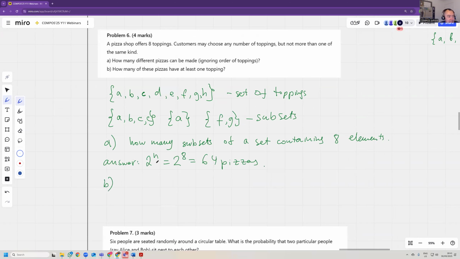And B: how many of these pizzas have at least 1 topping? Well, that's a very easy question. There's only one pizza containing no toppings. Okay, 2 to the power 8 is not 64. 2 to the power 8 is, as a matter of fact, 256. Therefore, there are 255 pizzas with toppings. Yes, thank you. With toppings. Okay.